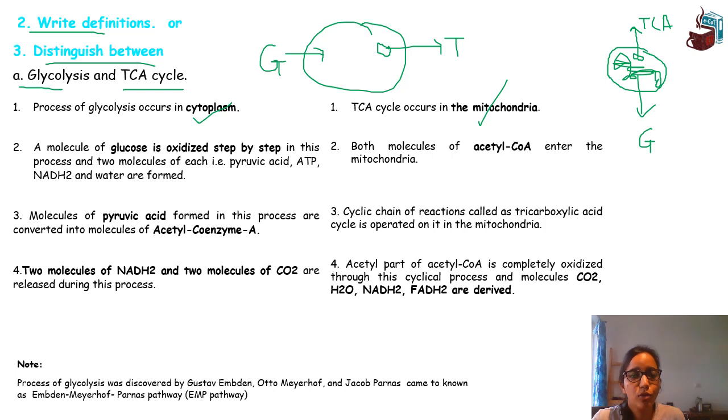A molecule of glucose is oxidized step by step, that we saw in your previous slide, and in the process 2 molecules each of pyruvic acid, ATP, NADH2, and water are produced. If you remember that diagram, you will understand this. Then as I told you, the pyruvic acid is further broken down into acetyl coenzyme A. These are also enzymes, necessary for your process.